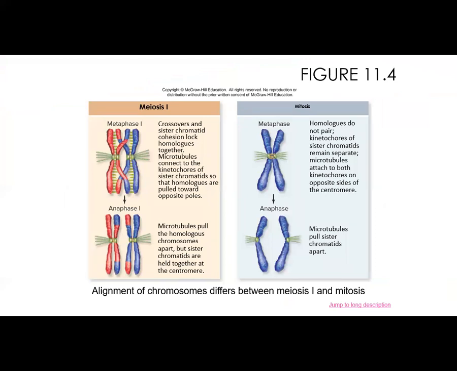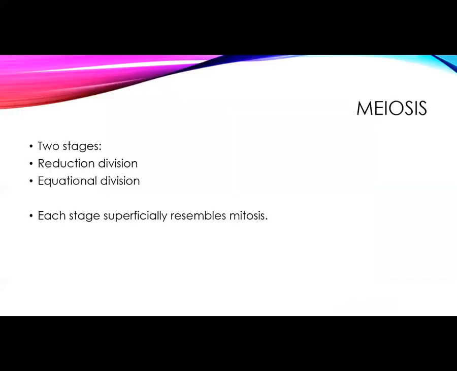On the left-hand side of your screen, it's showing crossing over in meiosis 1. On the right-hand side, it's showing what happens in mitosis. Notice in mitosis, you don't have the chromosomes paired up. You have just the sister chromatids. In meiosis, the homologous chromosomes do pair up. And so in meiosis 1, the separation that's happening is actually you are separating the homologous pairs.